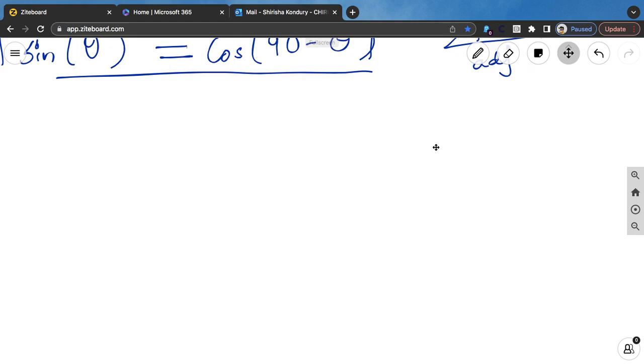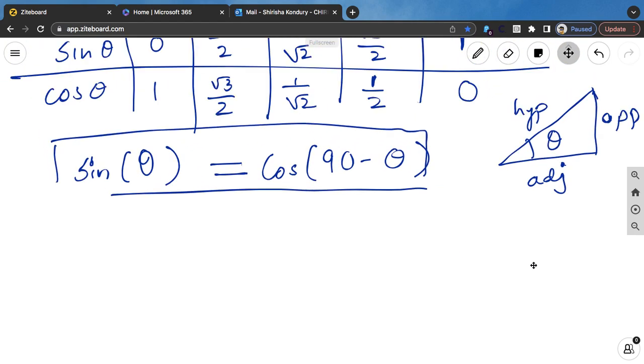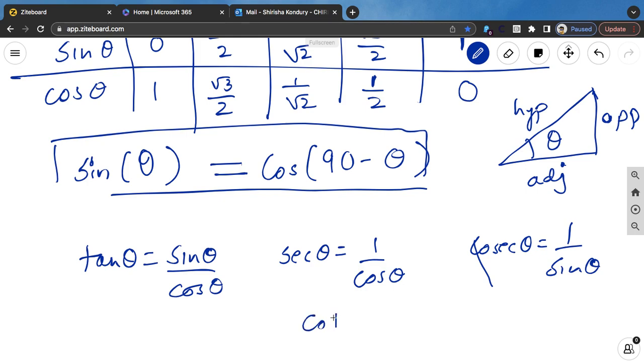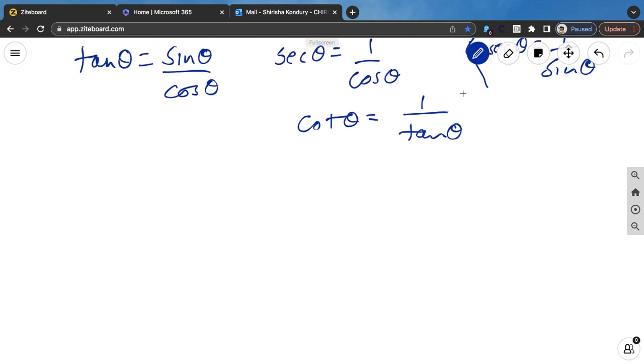What about the other ratios? The other ratios, I don't need to know. Once I know sine and cos, I can define everything, right? Because tan theta is sine upon cos. So if I know the values of sine and cos, I can find this. Secant theta is 1 upon cos theta. Cosecant theta is 1 upon sine theta. And cot theta is 1 upon tan theta. So I will know all values once I know sine and cos. So I don't need to define anything else.